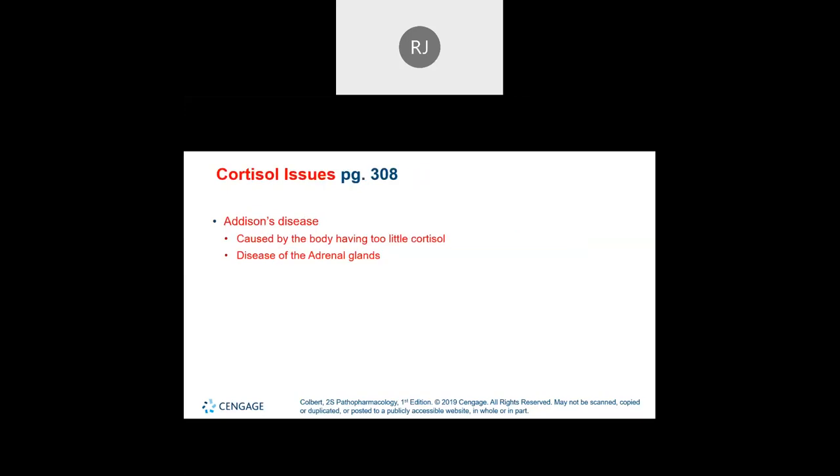On page 308, our text talks about uncommon diseases. An uncommon disease is Addison's disease, which is caused by the body having too little cortisol. Cortisol is produced from the adrenal glands, and it's a disease that can be life-threatening. It can occur in patients of any age group and does not favor any particular gender.